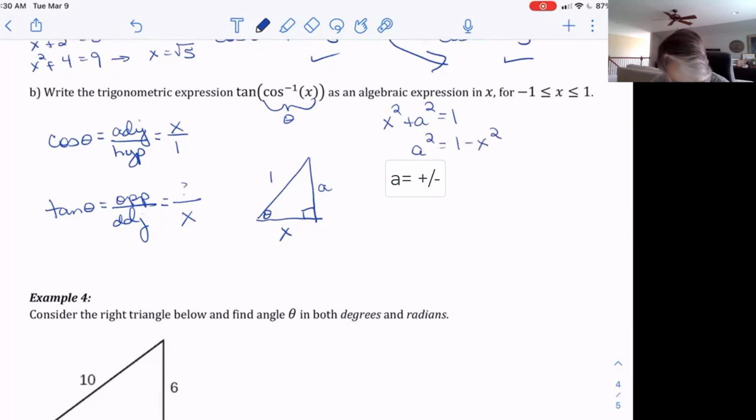Then we take the square root of both sides and we get plus or minus the square root of 1 minus x squared. Remember, tangent could be positive or negative if the cosine inverse is in quadrant 1 or quadrant 2. So we can now fill that back in. If we're looking for the tangent of that angle, which is again opposite over adjacent, we know that opposite side now is square root of 1 minus x squared divided by x. So now we have written tangent of theta as an expression in terms of just x.